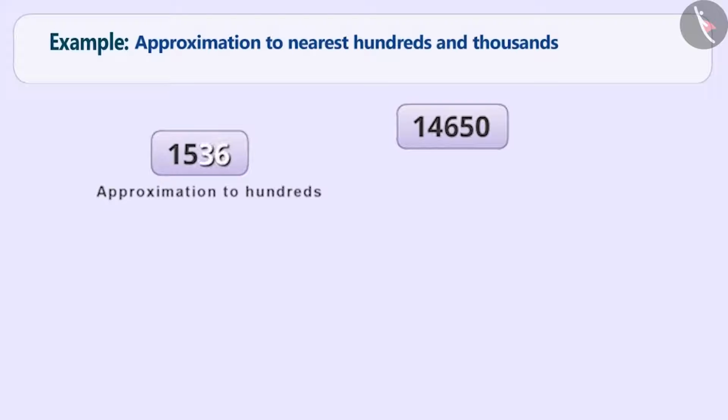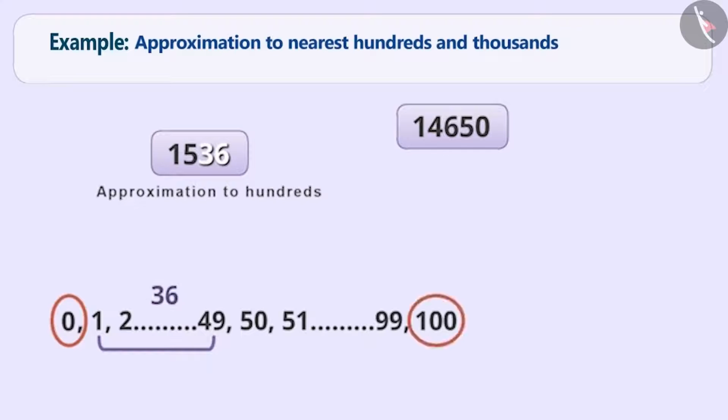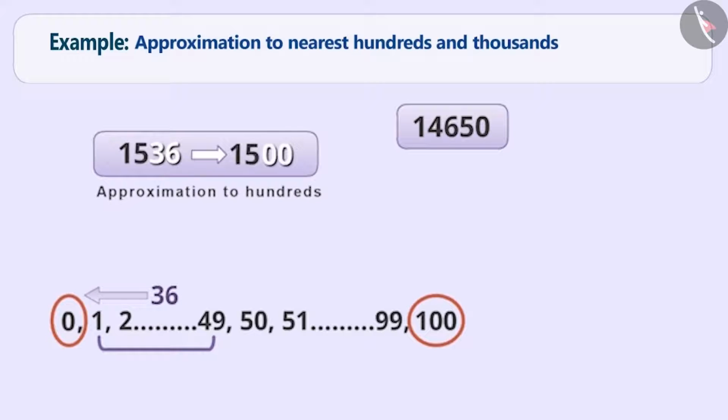While approximating to nearest hundreds, if the number formed by these digits is among any number from 1 to 49, then this number is closer to 0 than 100. Therefore, approximate it by writing 0 in its place.